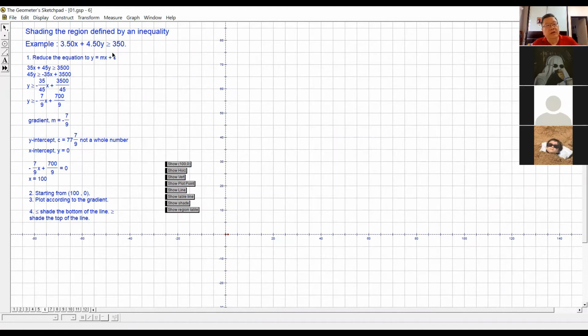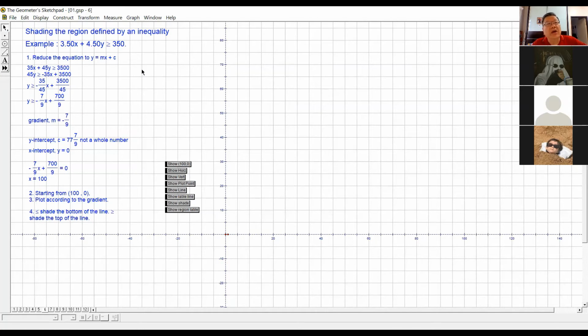So we try to change this equation into the form y equals mx plus c. Before that, you multiply with 10 first. Multiply with 10 becomes 35. Multiply with 10 becomes 45. Multiply with 10 becomes 3500. So this is the first equation: 35x plus 45y greater or equal to 3500.